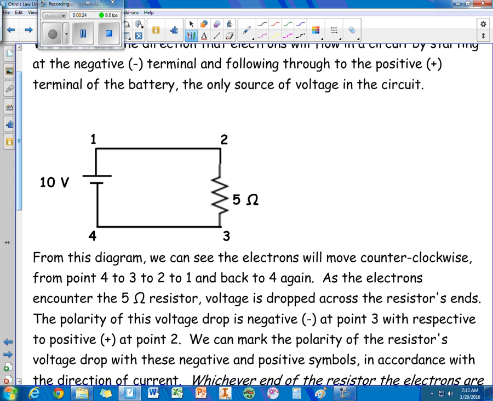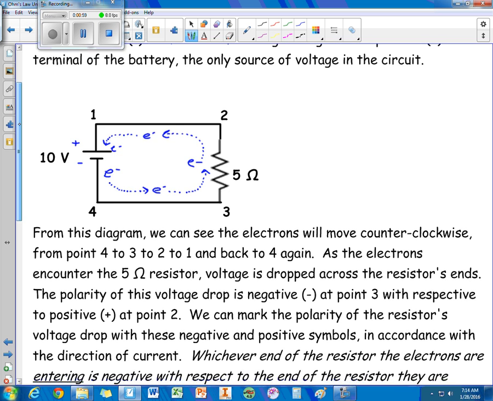So remember, when we see the symbol for a battery, the longer line is the positive terminal and the shorter line is the negative terminal. So electrons, which are negative, will be repelled from the negative terminal and be attracted to the positive terminal. So that'd be the path of the electrons.